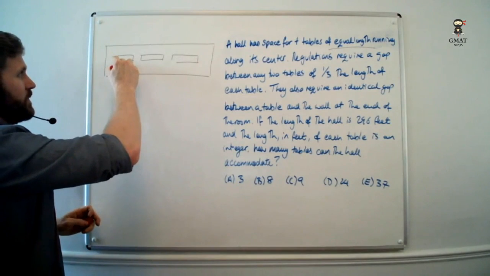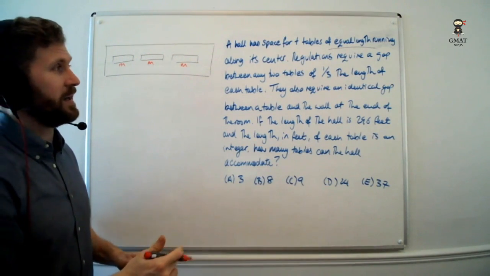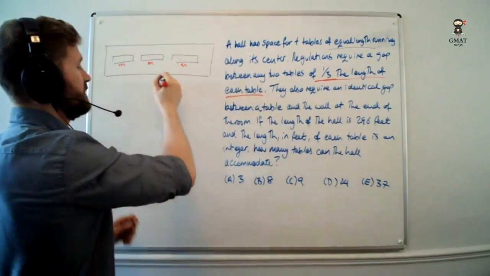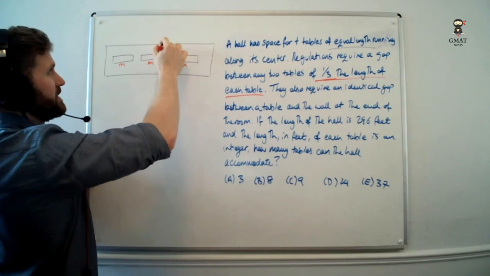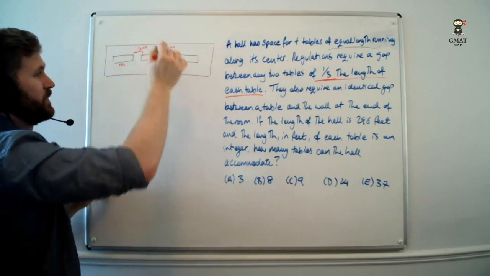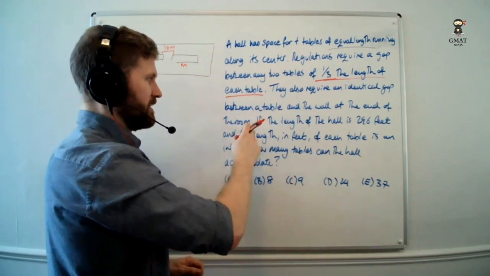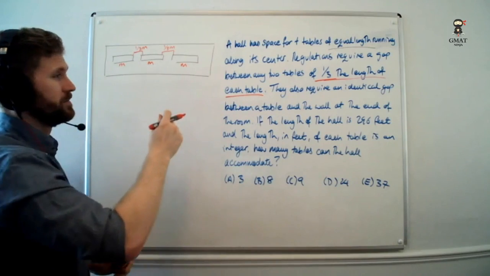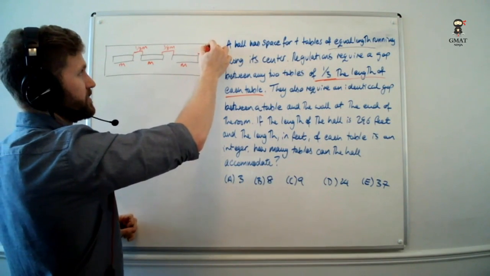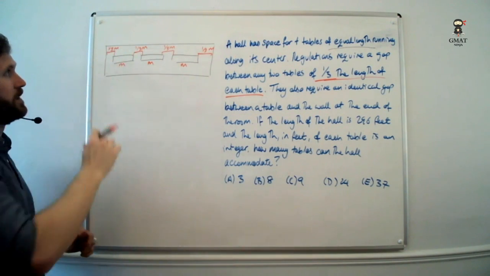So I've got a table of length M, a table of length M, a table of length M there, and I need a gap between any two tables of a third the length of each table. So this gap between the tables is a third of M. Same there, that's a third of M. They also require an identical gap between the table and the wall at the end of the room. So an identical gap, same length of gap, between a table and the wall at the end of the room. So a third of M there and a third of M there.